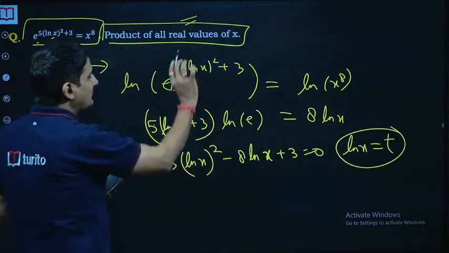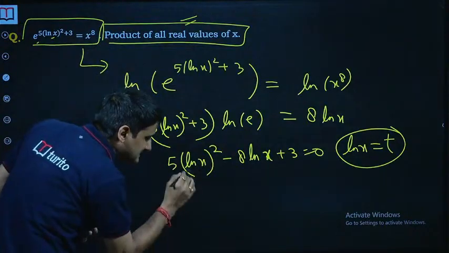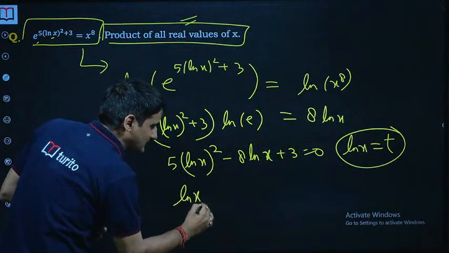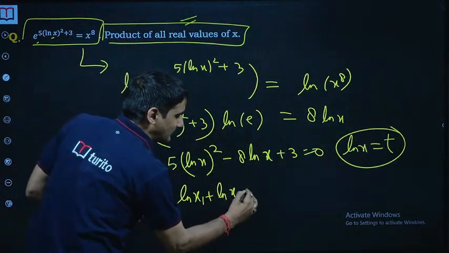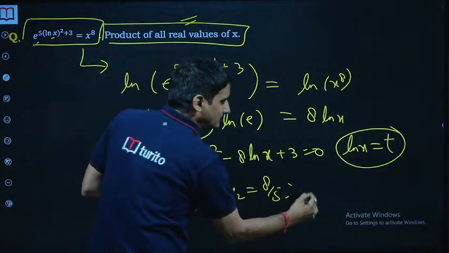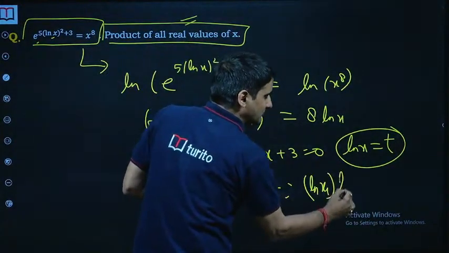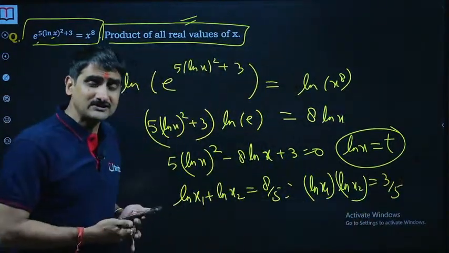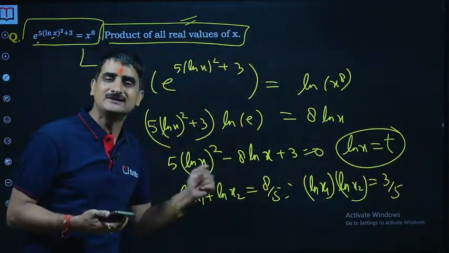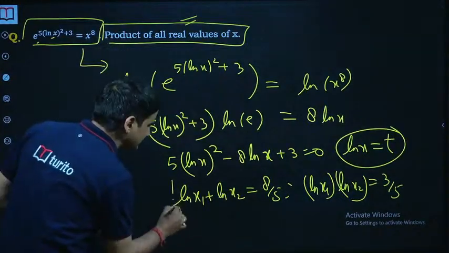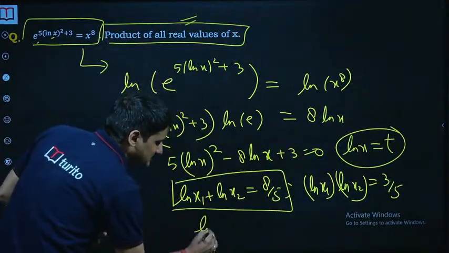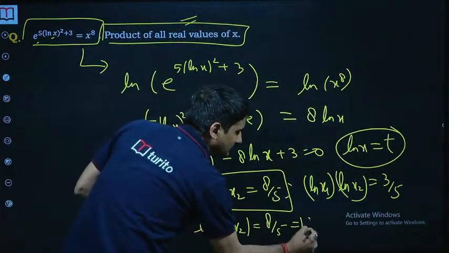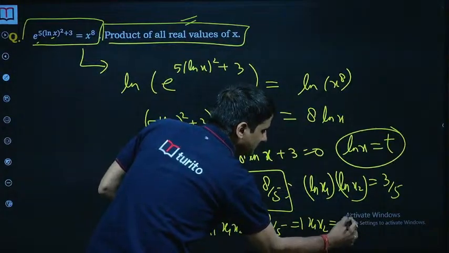Okay, so product of all real values of x. See, it's a quadratic in terms of ln x. So if I write the sum of roots, it will be ln x1 plus ln x2, which is 8 by 5. Product of roots, it will be ln x1 into ln x2, which is 3 by 5. Why? Because if t1 and t2 are the roots, t1 will be ln x1 and t2 will be ln x2. Now what do we need? See, we need this sum here. Why? Because the property says it is ln of x1 into x2, which is 8 by 5. So here the product of all the roots, x1 x2, is nothing but e raised to the power 8 by 5.